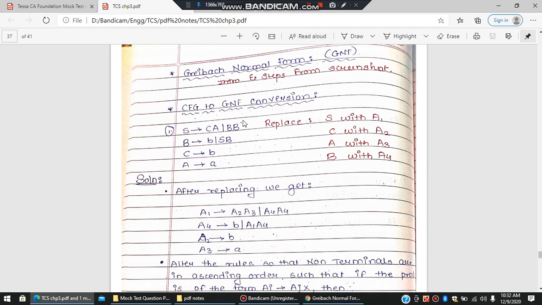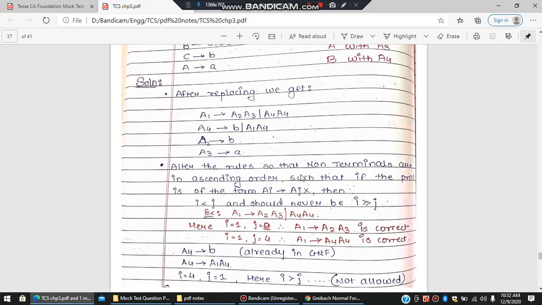So here is the example. We are converting the following CFG to GNF. These are the productions. First, to make this easier to work with, we replace each symbol with a new one. For example, I am replacing S with A1, C with A2, A with A3 and B with A4. So this is A1, C is A2, this is A3 and this is A4. There is no fixed rule, you can label them however you like.